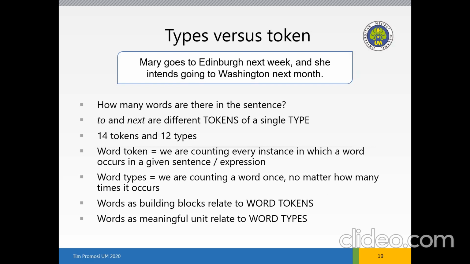And then let's see the types. For word types, we are counting a word once, no matter how many times it occurs. That's why it's only 12 types, because the words to and next are redundant. They are only counted once. Okay. So words as building blocks relate to word tokens, and words as meaningful units relate to word types.